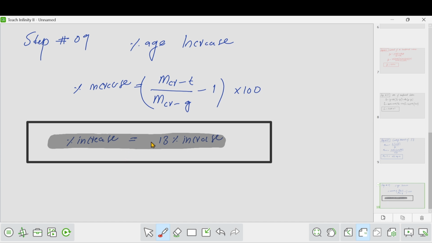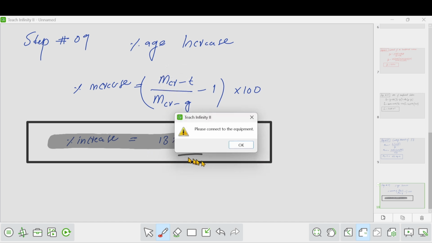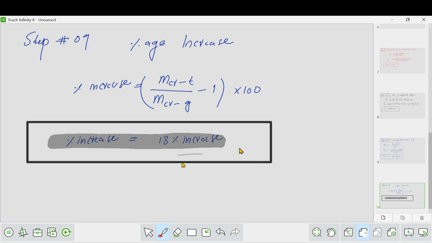Now compare both: the percent increase in the cracking moment of the transformed section versus the cracking moment of the cross section. So the transformed cracking moment is 13% greater than the gross cracking moment.